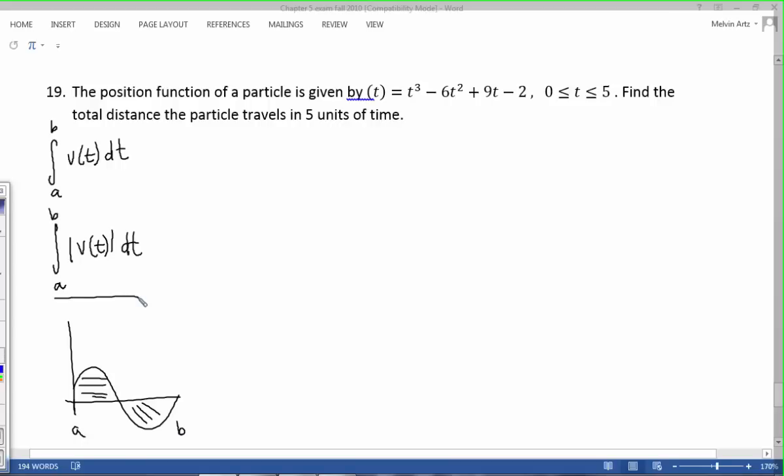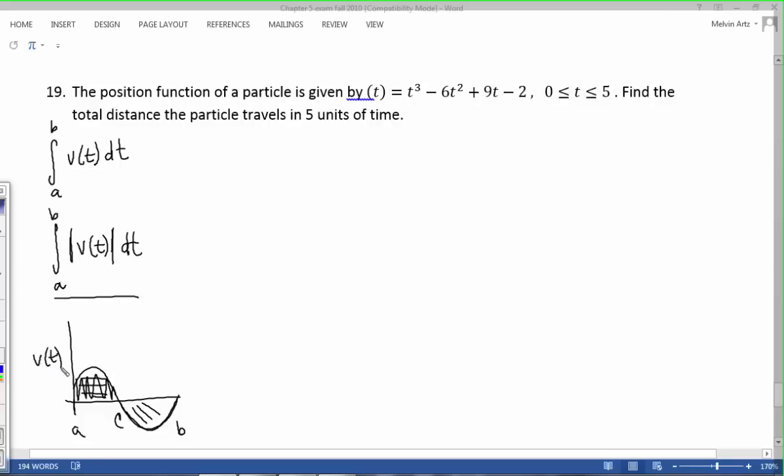However, for total distance, this will give us a positive area on the interval A to C, but C to B is negative, so it would be the net area that'd be subtracted off. But we don't want to subtract it off. This is just a different direction. We want to add that into our total distance. So that's why we have to take the absolute value of our velocity to find total distance.